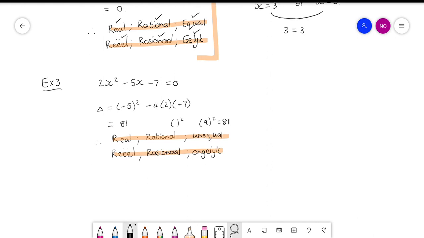Okay, so ons gaan hom gou toets met die formule. I'm going to test it quickly by typing in minus 5 plus or minus 5 squared minus 4 times 2 times minus 7 over 2 times 2. Okay, I'm going to stop the video here, and then on the next one I'll quickly do that. So take your time, quickly get to those answers.